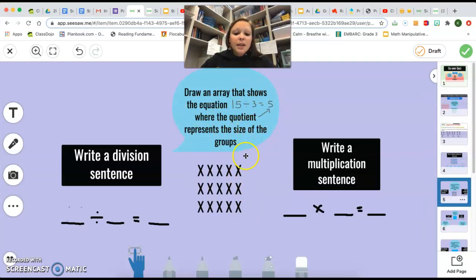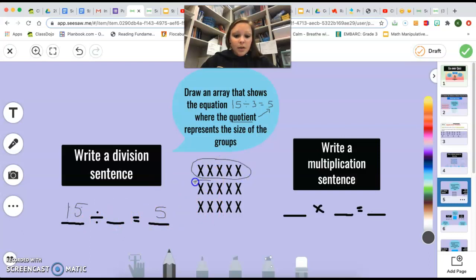This time the problem tells us that our answer, which in 3rd grade we call a quotient when we're talking about a division problem, is the size of the groups. So we know that there's 5 in each group, so that's going to be our quotient or our answer. We know our total is 15. So what did we divide by? We divided by the number of groups here. We know that there are 3 groups.